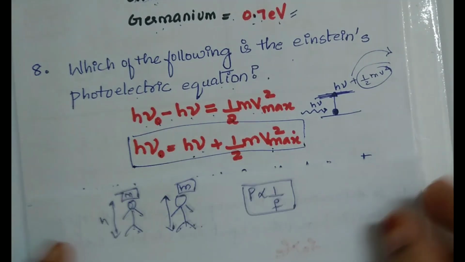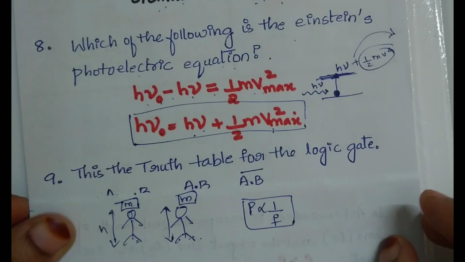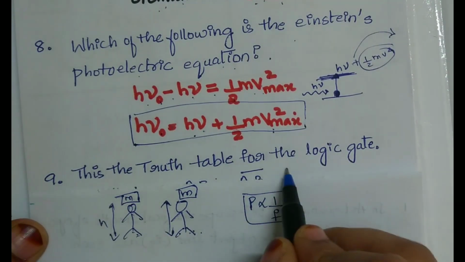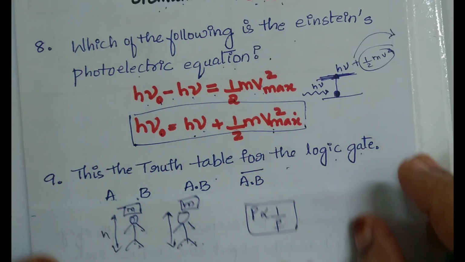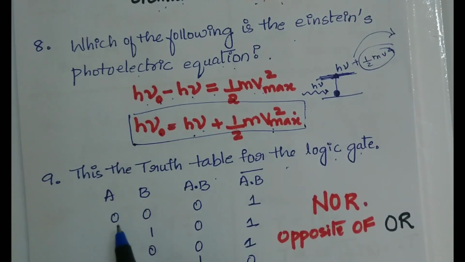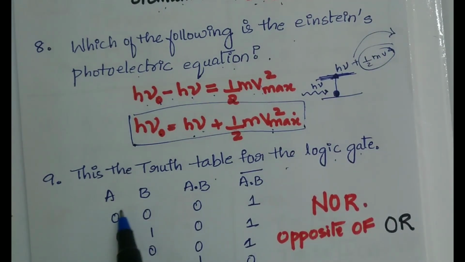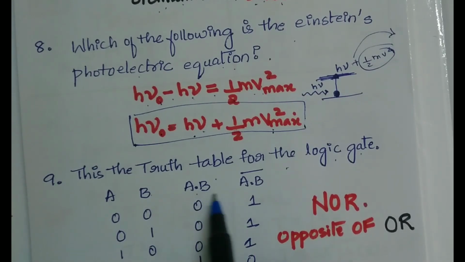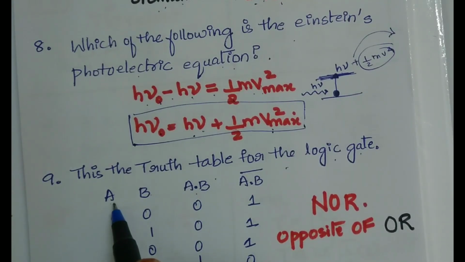This is the relationship. Then we have the ninth question, that is the truth table for the logic gate. They have given you the truth table, that is A, B, A dot B. See here, always you have to write it in the form of 0 0, 0 1, 1 0, 1 1.